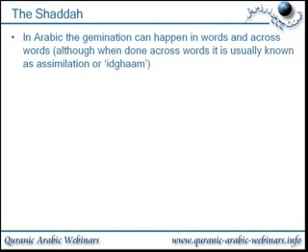In Arabic, the gemination can happen in words and across words. In English, you normally get it across words. In Arabic, you will get it a lot within one word, and you'll get it across other words as well. Although when done across words, it is usually known as assimilation or idgham. So that's a note really for further on. When we get to the Tajweed stage, there's going to be lessons on this term called idgham, which is assimilations. However, when you do the assimilations, the Shaddah is usually employed.